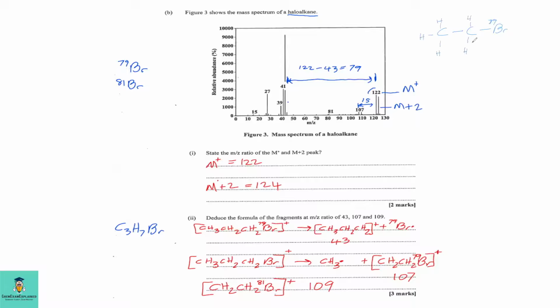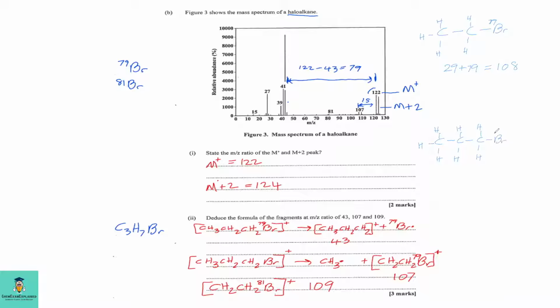Now, if you look at this section here, if you count the number of carbons and H's, 2 carbons and 5 H's, you'll end up with this being 29. And 29 plus 79 is equal to 108. All right? So right away, we realize that 108 is way short of 122. So you could step it up and put another carbon there.